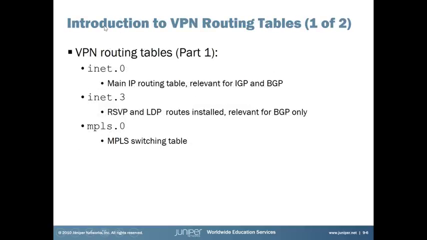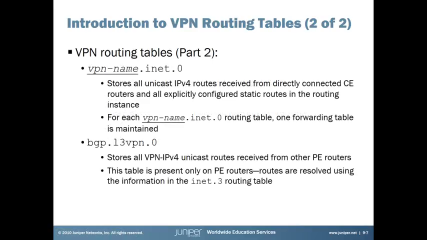Routing tables. inet.0, of course, is our main routing table for our IGP and BGP. inet.3 will be populated by the RSVP and LDP routes for our LSPs, and only BGP can look in that table. And of course, mpls.0 is our table which tells us the incoming label values, outgoing label values, and next hops.